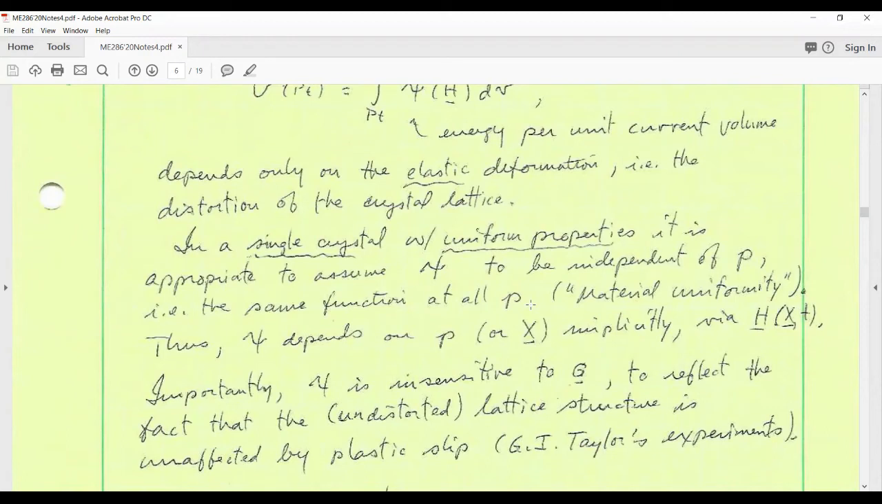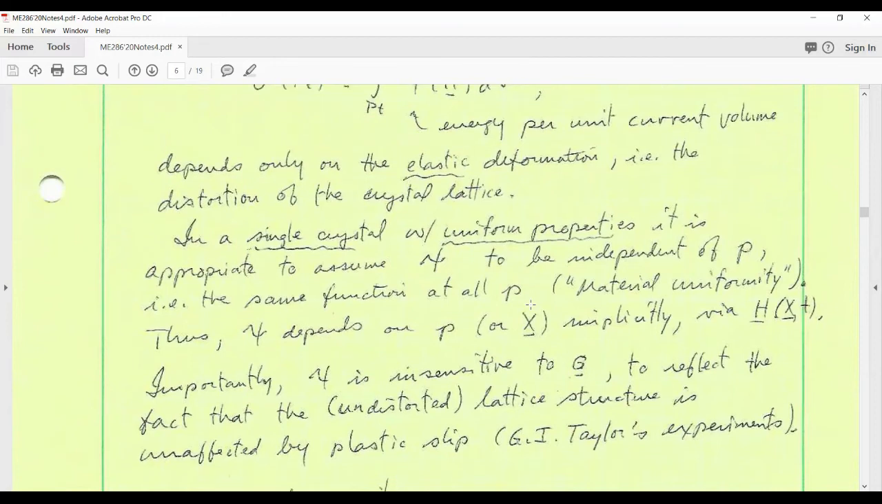Implicitly, then, we're talking about a uniform crystal, or we're inside a crystal, the grain of a polycrystal. A polycrystal you can think of as composed of many grains. In the interior of each grain, we have a uniform crystal. So this argument would apply in the interior of a grain.